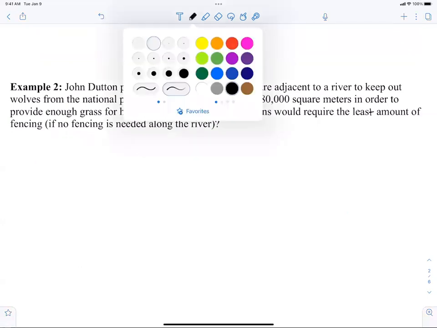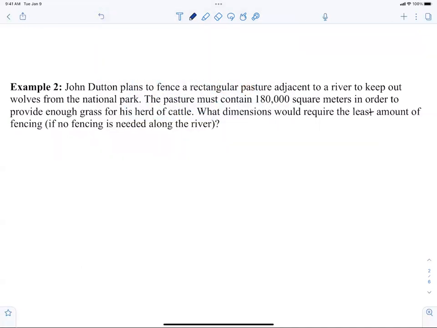But there is one on here that we're going to do that technically you could use algebra. Okay, so let's draw a picture first. Here's the river.